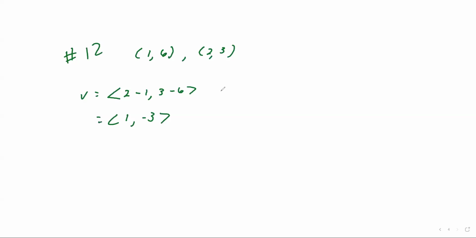And then we just have to find the magnitude of that. So the magnitude of V would be the square root of 1 squared plus negative 3 squared. In this case, that'd be 1 plus 9, which is the square root of 10. 10 breaks down to 2 and 5, so that's as far as you can go with the magnitude. All right.